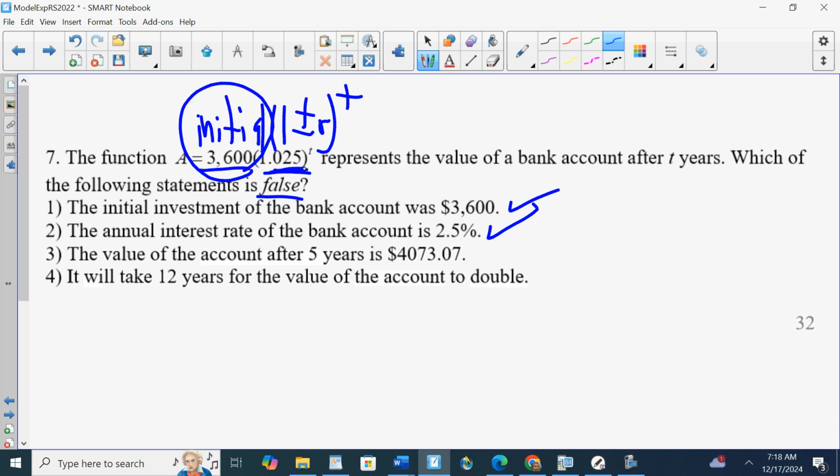The value after 5 years is 4,073.07. Well, let's substitute 5 in for t and see what I get. So I'm going to do 3,600 times 1.025 to the power of 5.